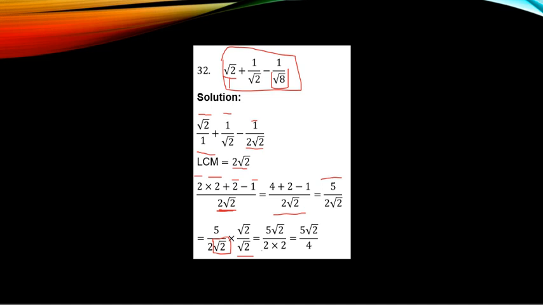Then 2 is there, that is the constant now. Before, root 2 multiplies root 2, that will give you 2. You know, root 2 times root 2 is root 4, and root 4 is 2. So 2 times 2, you have 4. Finally you have 5 root 2 over 4 as a result when that expression is simplified.